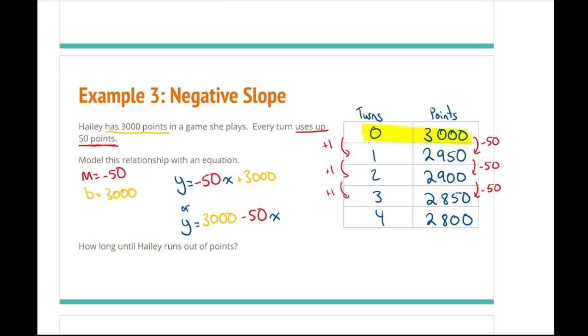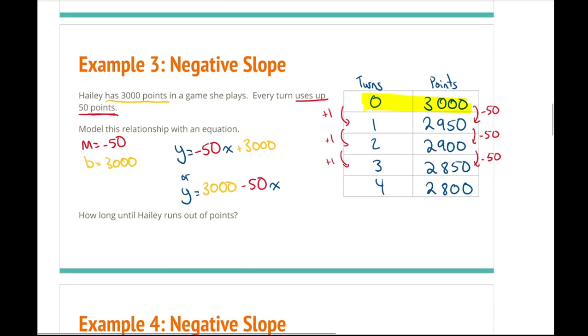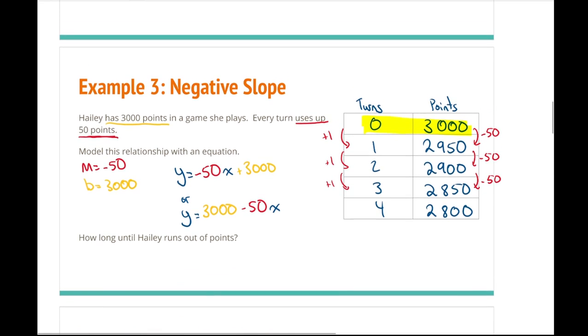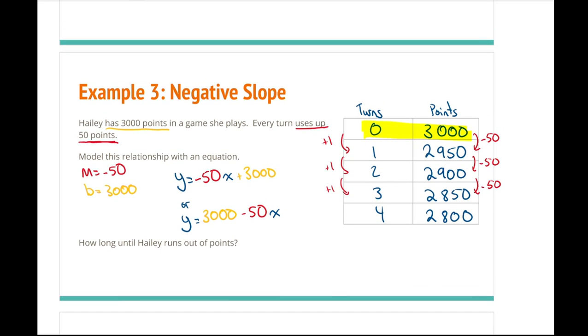So the last question is how long until Haley runs out of points? Now, you can go through and solve this using equations. So basically when Haley runs out of points, this is basically saying y equals 0. So in our equation, instead of y, we would have 0 equals 3,000 minus 50x, or again, the other way, depending on what you used.